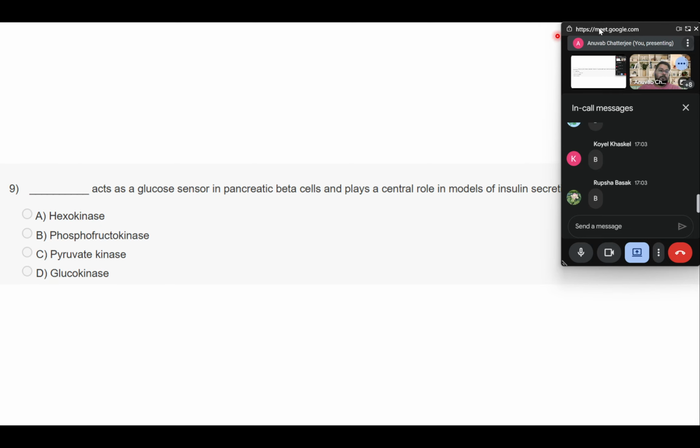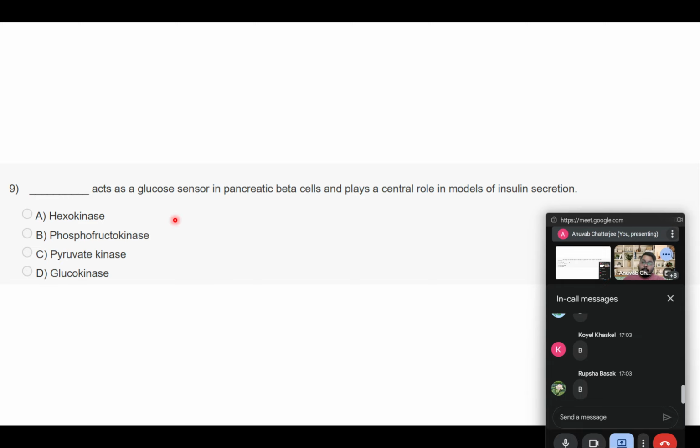Next, blank acts as a glucose sensor in pancreatic beta cells and plays a central role in models of insulin secretion. Hexokinase, phosphofructokinase, pyruvate kinase, or glucokinase.